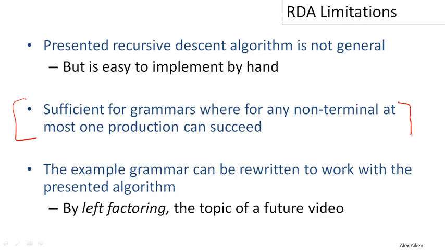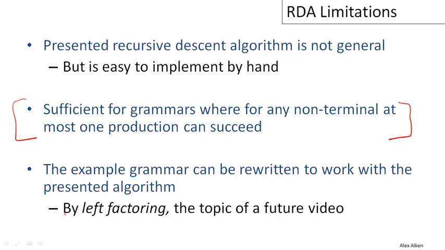In particular, it'll work for any grammar where for any non-terminal, at most one production can succeed. So if you know from the way that you've built your grammar that in any situation the recursive descent algorithm can get into during parsing, at most one production can succeed, then this parsing strategy will be sufficient, because once you find a production that succeeds, there will never be a need to go back and revisit that decision, because it must be the case that none of the other productions could have succeeded. And it turns out that the example grammar that we're working with in the last couple of videos could actually be written to work with this algorithm.